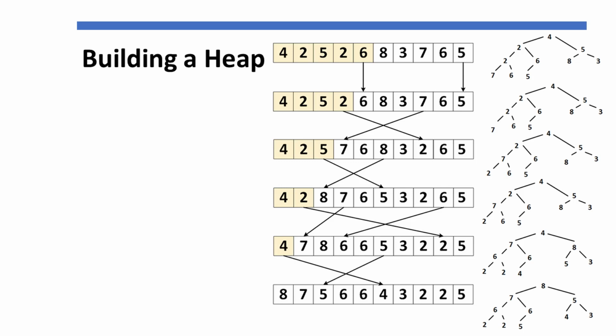Go up to depth 2 and swap 8 with 5, since the child node has a value of 8, which is greater than the parent node, which has a value of 5. And this continues until the list is a heap.